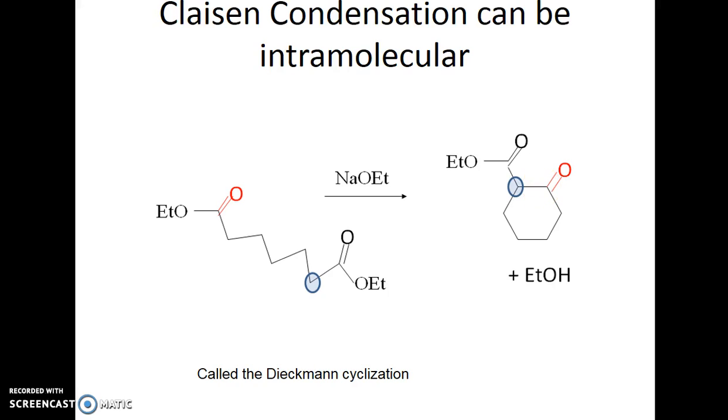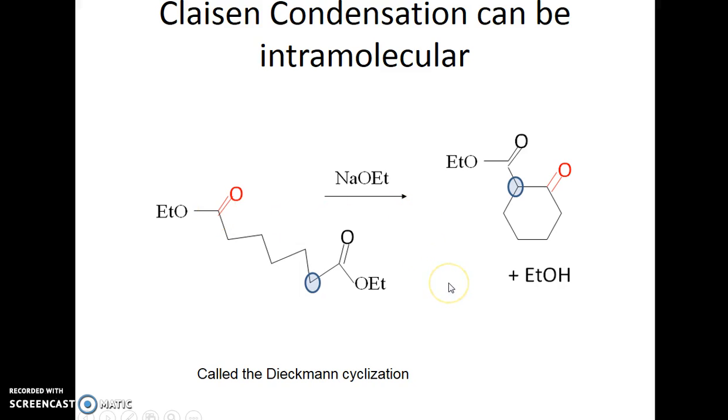The Claisen condensation can be intramolecular. Look what happens if you have a diester with the right number of carbons between them. Here we can form the enolate, and it can do nucleophilic attack on this carbonyl. Then the ethoxide can be lost as a leaving group. Notice we form a 1, 2, 3, 4, 5, 6-membered ring, which is favorable.